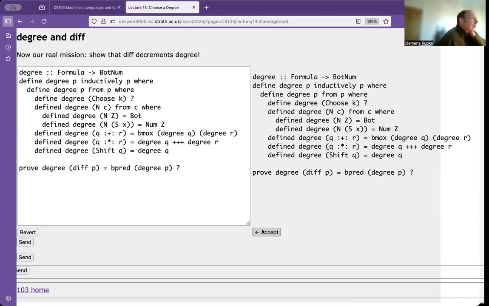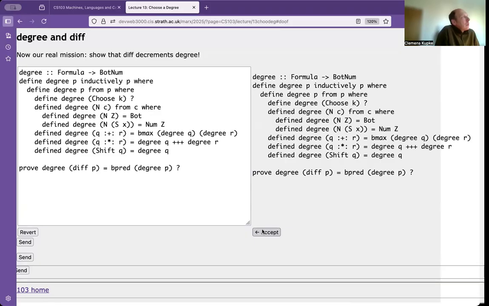And you can see that. If you also think about what happens, if diff reduces degree, and diff shift is shift diff, then shift better not do anything to degree. Okay.